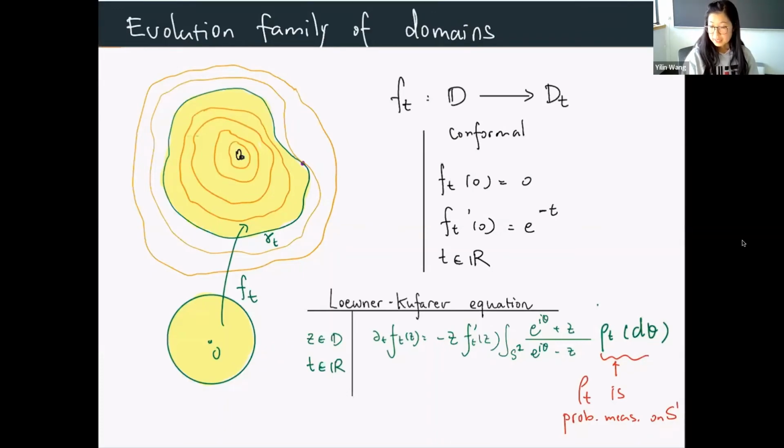And it's not very important how this equation really looks. What one should remember is that if you have a shrinking family of simply connected domains, then you can describe this by a family of probability measures on the circle.